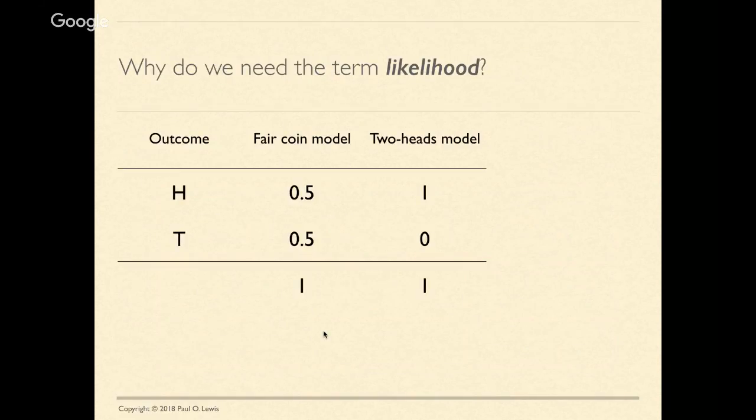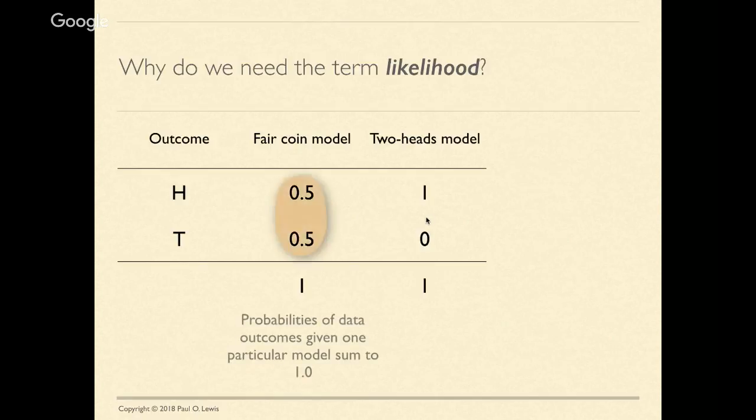Why do we even need a term likelihood? Why don't we just use probability for everything? In common parlance, the term likelihood is used interchangeably with the term probability, but there's actually a difference between these terms, the way they're used in statistics. Consider the two possible outcomes of flipping a coin, heads or tails, and consider two different models: a fair coin model, the normal model in which there's equal probability of coming up heads and tails on any given flip, versus a two heads model that only comes up heads because there are heads on both sides of the coin.